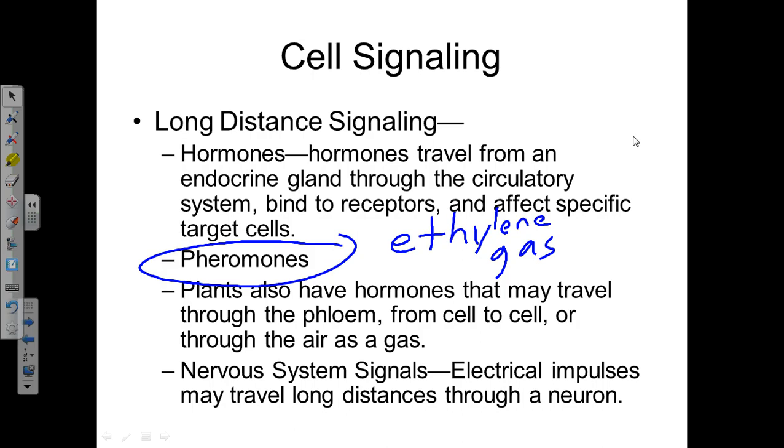Some plant hormones can also move from cell to cell, like between adjacent cells. And how do they get between those adjacent cells? The plasmodesmata, that's one of the things that it does.